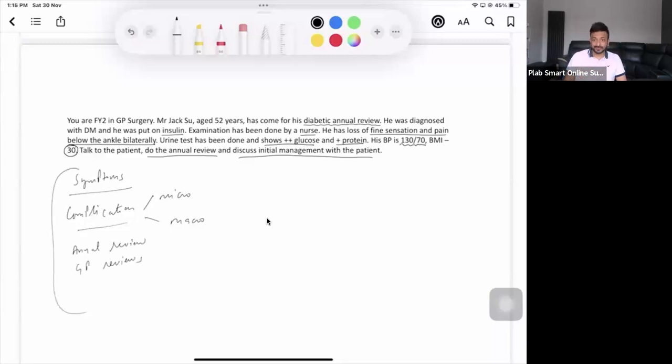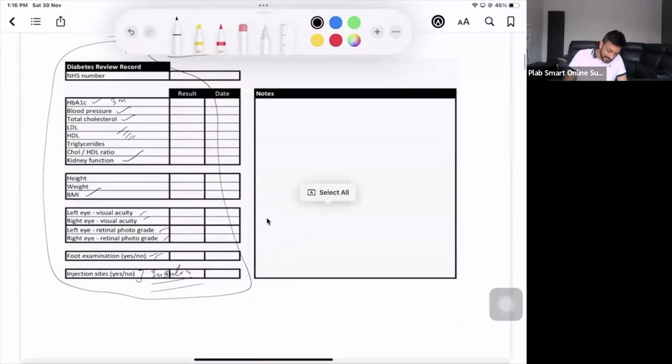And obviously now, in the past medical history, you can ask if patient has got any other medical condition. Which medical condition we are looking for? Hypertension. Which medical condition we are looking for? Cholesterol. Which medical condition you're looking for? Kidney problem. Why I'm saying all these things? Because that is what we actually do in diabetic annual review.